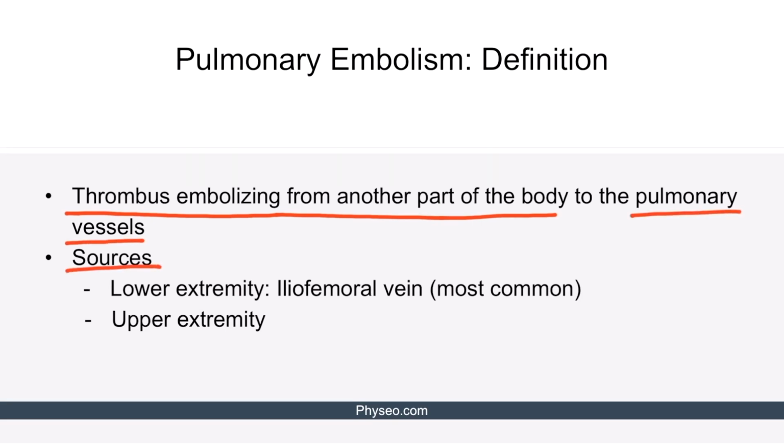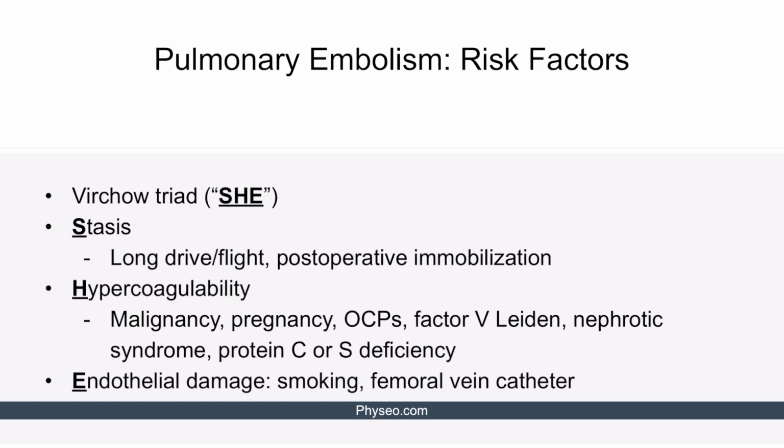The most common source of pulmonary thromboembolism is the iliofemoral vein in the lower extremity. This is what we call a deep venous thrombosis. It's worth mentioning that a pulmonary thromboembolism can also arise from the upper extremity. Risk factors for a pulmonary embolism can be remembered by the Virchow triad.